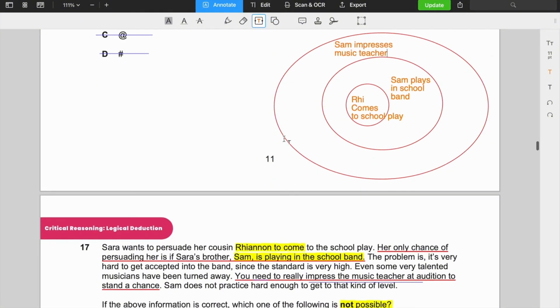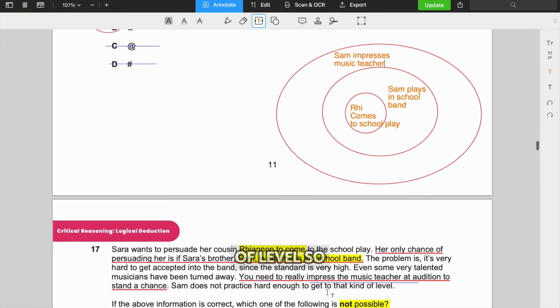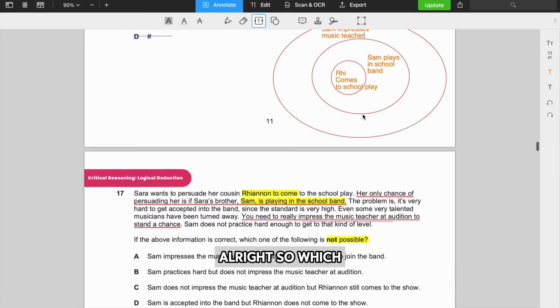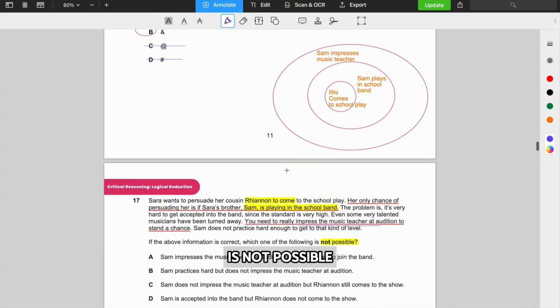Okay? Alright, so Sam does not practice hard enough to get to that kind of level. So you have to practice hard to be able to impress the music teacher. If you don't practice hard, there's no way that Sam could impress the music teacher. Alright, so which of the following is not possible? Again, reiterating, not possible. So impossible, 100% not going to happen.